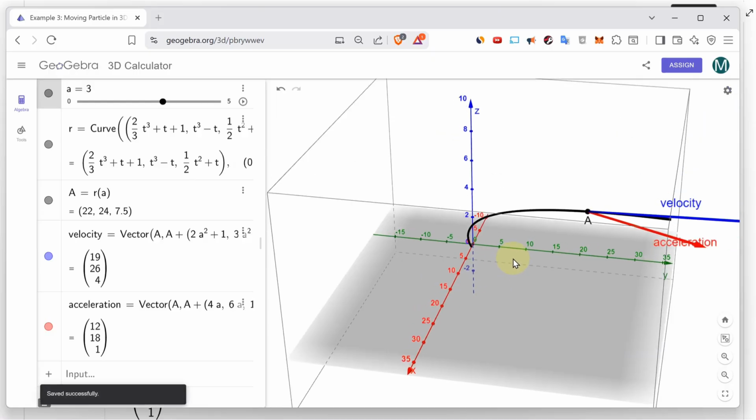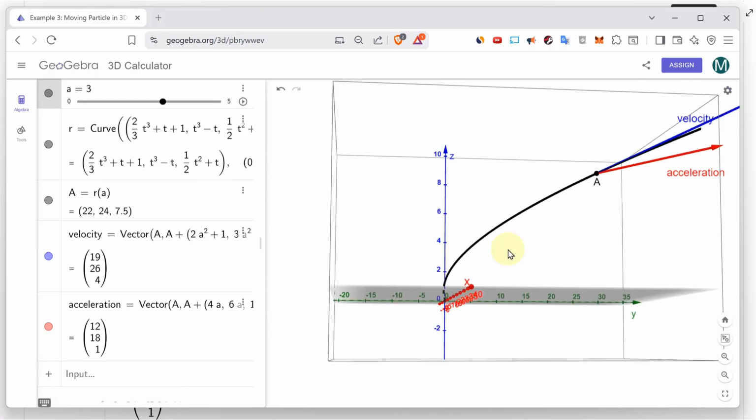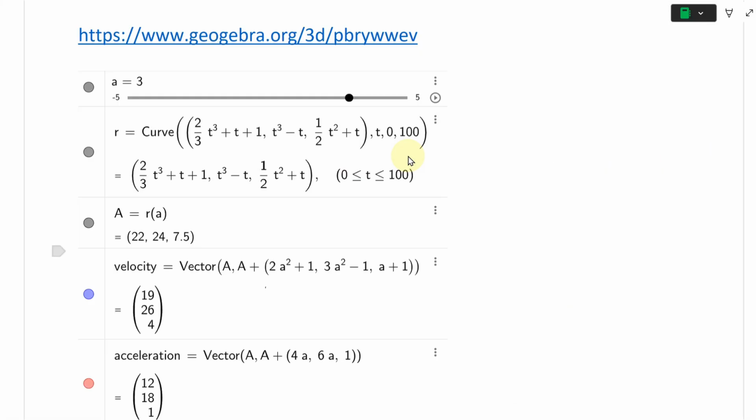So again, play around with this. That's why I like doing this, because you could validate that your equations are right, because you can literally see the graph in 3D like that. It's pretty amazing stuff there. I'm going to close this and leave. All right, epic stuff.